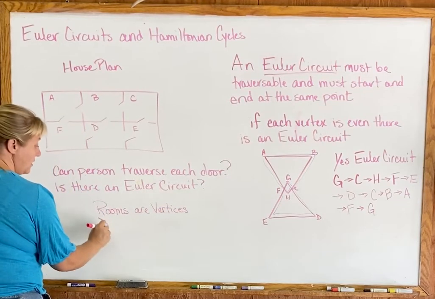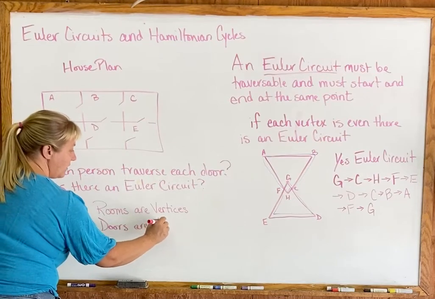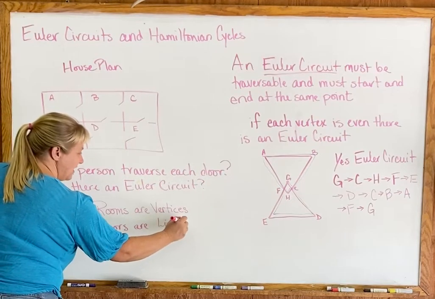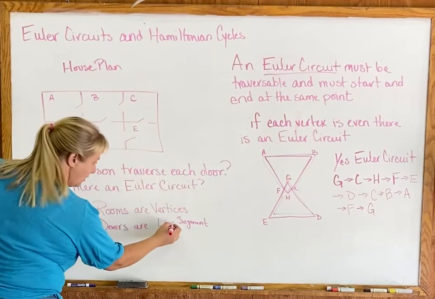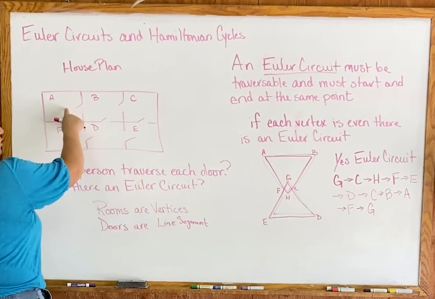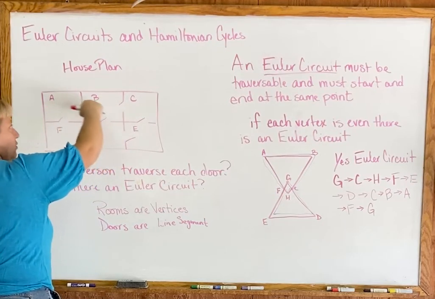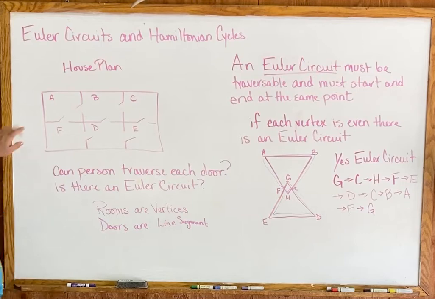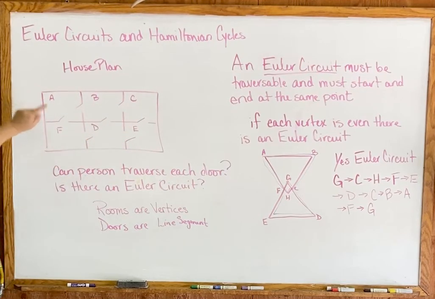The doors are the line segments. I know that seems kind of weird, but that's what we've got. Each door is a line segment between one room and the other. So, like that. Okay, so we have 6 vertices. And what we need to do is decide whether each vertex, each room, is even or odd.